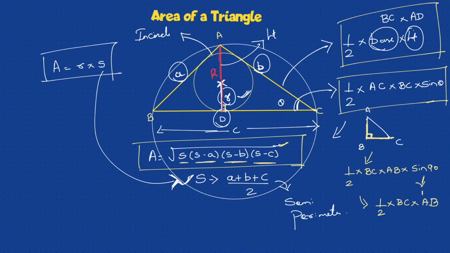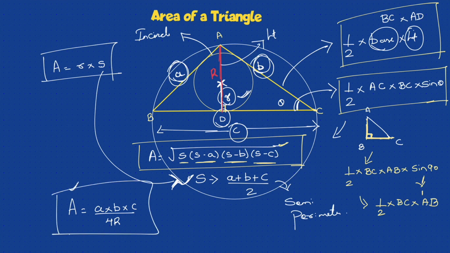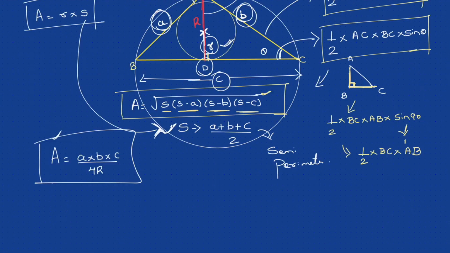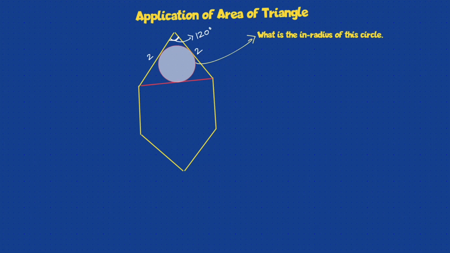Then a circumcircle touches the outer three vertices, and it will have a circumradius, which is capital R. The area of a triangle is given as A into B into C upon 4R, where R is your circumradius. So remember these 5 formulas for area of a triangle. Depending upon the situation, you will have to use 1 or 2 or 3 formulas in one problem. But remember all of them, as the situations for them are different.